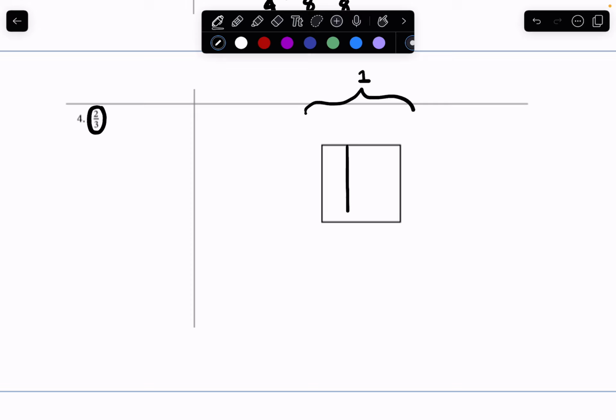Show 2/3 on your square. You're going to break it up into 3 parts, and then you're going to shade in 2 of those parts. Now we're showing 2/3. What we need to do next is decompose this, or break it up into smaller parts. So before we do that, label it 2/3. We can see 2/3. There are 3 parts and 2 of them are shaded in blue, and we labeled it 2/3.